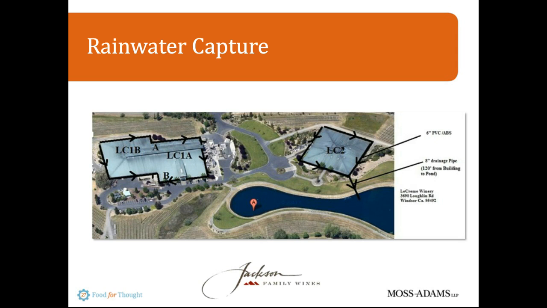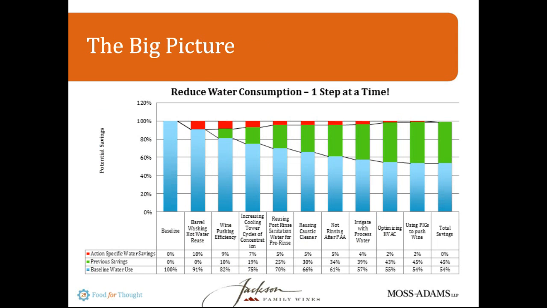And Jackson Family Wines is capturing rainwater on some of their winery facilities and even some new facilities that they're building. They're designing those in the planning stages to capture water so that it can be reused for their landscape and other uses. So here's a cumulative look at what activities they could start trimming their water use on, and what's the cumulative savings across each one of these activities as they're able to reduce their barrel washing hot water use, their wine pushing efficiency, increase their cooling tower cycles of concentration, and reuse post-rinse sanitation. So you can see the different activities.